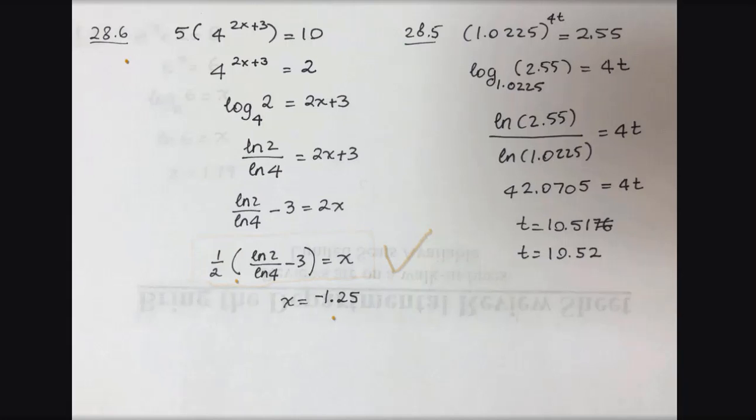So in these two problems, we followed different orders. Both are correct. You can either take the log expression until the last step and evaluate its value, or you can evaluate a value in the middle and then use that value to find the value for the variable.